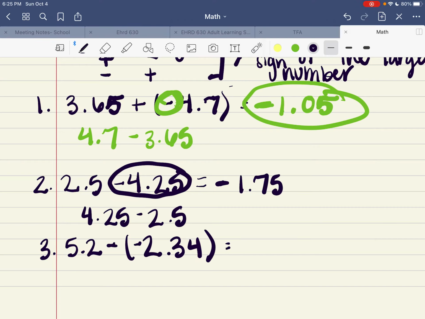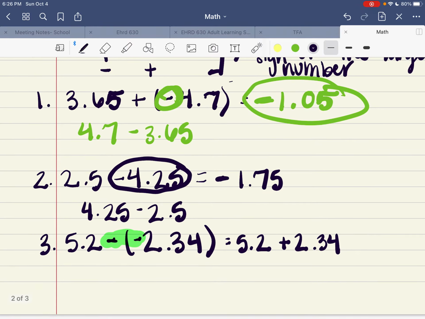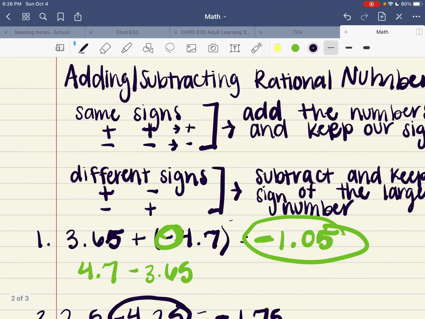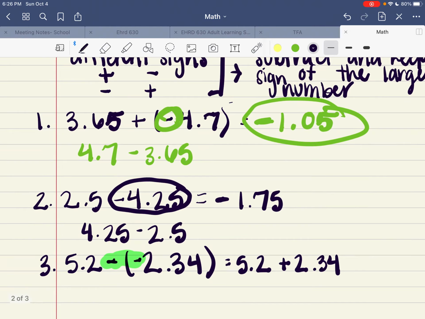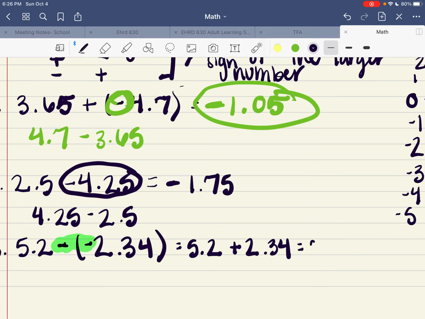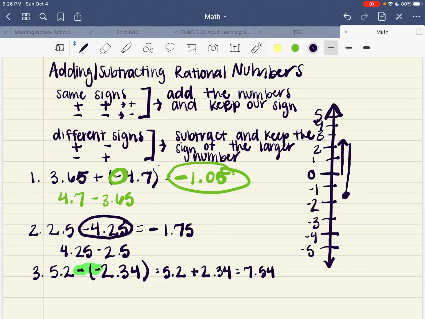I have two negatives right next to each other. These two right here. And so when we have a double negative, it actually becomes a positive. So we're going to rewrite it as 5.2 plus 2.34. So two negatives make a positive, so I rewrote it as 5.2 plus 2.34. So we have the same sign, so all I need to do is just add those two numbers, and that will equal 7.54. So make sure we remember these integer rules and focus on those closely.